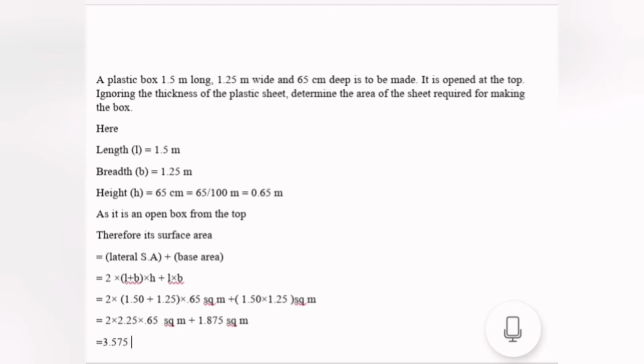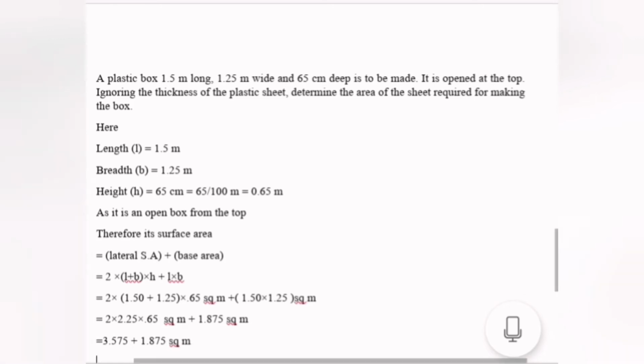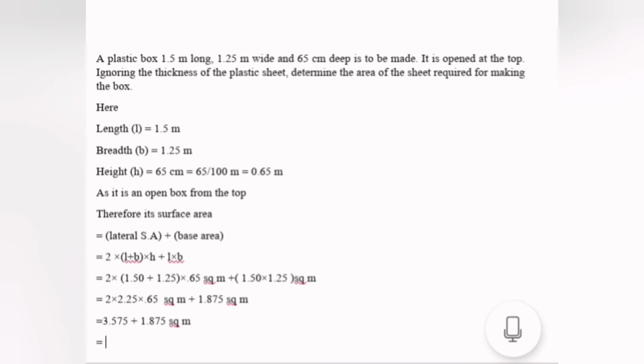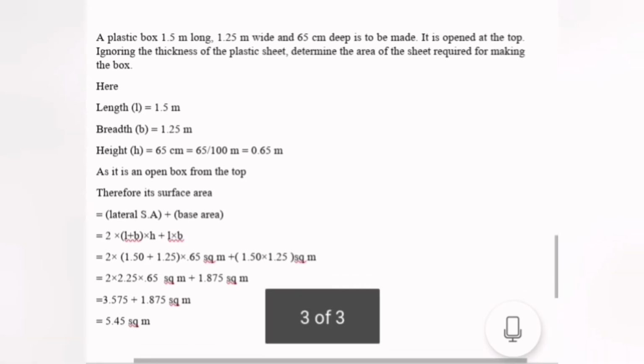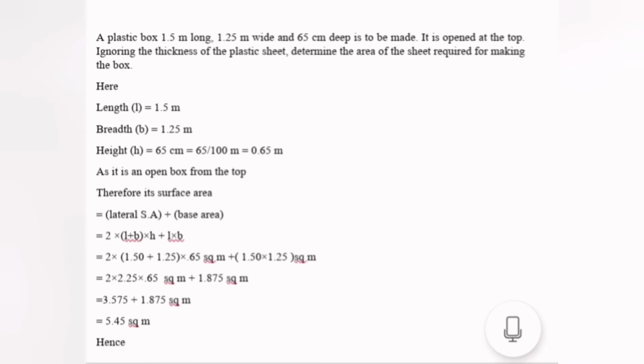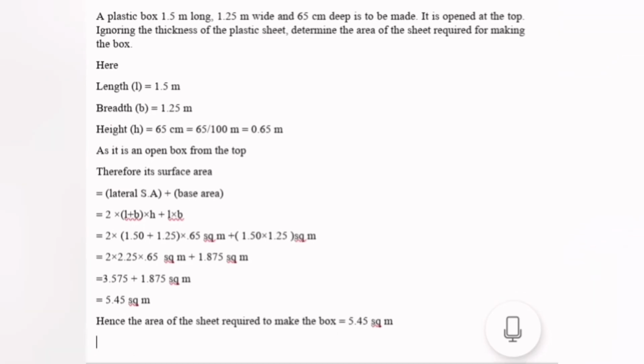which is equal to 3.575 plus 1.875 square meter, which is equal to 5.45 square meter. Hence, the area of the sheet required to make the box is equal to 5.45 square meter.